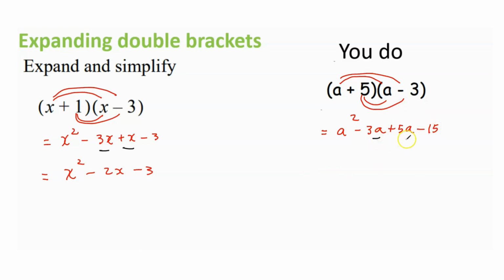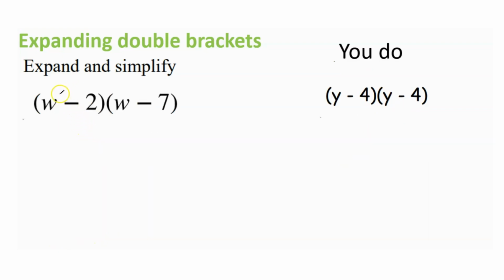We add the like terms, so we have 5a minus 3a, that's 2a. So we get a squared plus 2a minus 15.